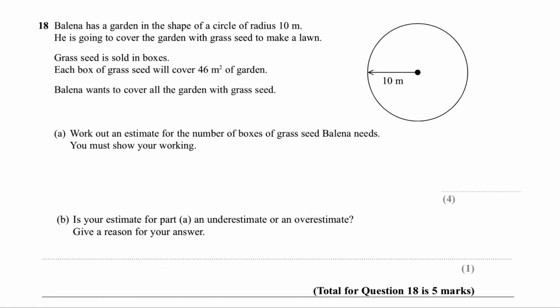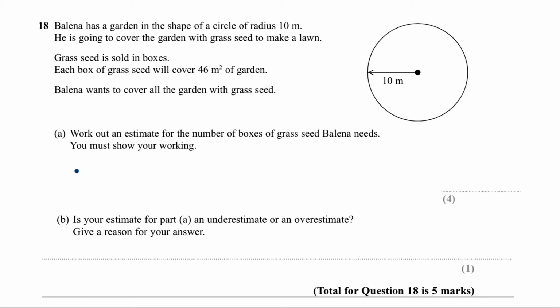Question 18. Belina has a garden in the shape of a circle of radius 10 metres. He's going to cover the garden with grass seed to make a lawn. Grass seed is sold in boxes. Each box of grass seed will cover 46 square metres of garden. Belina wants to cover all the garden with grass seed. Work out an estimate for the number of boxes of grass seed Belina needs. You must show your working.